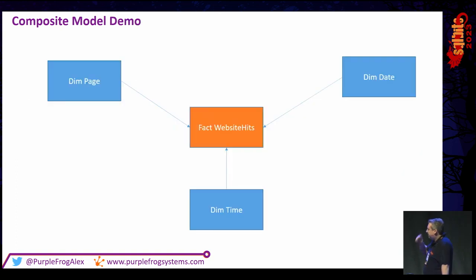What does this look like? Well, let's take a simple website viewing database. How many times has our website been hit? So we've got three dimensions in the simplified model.